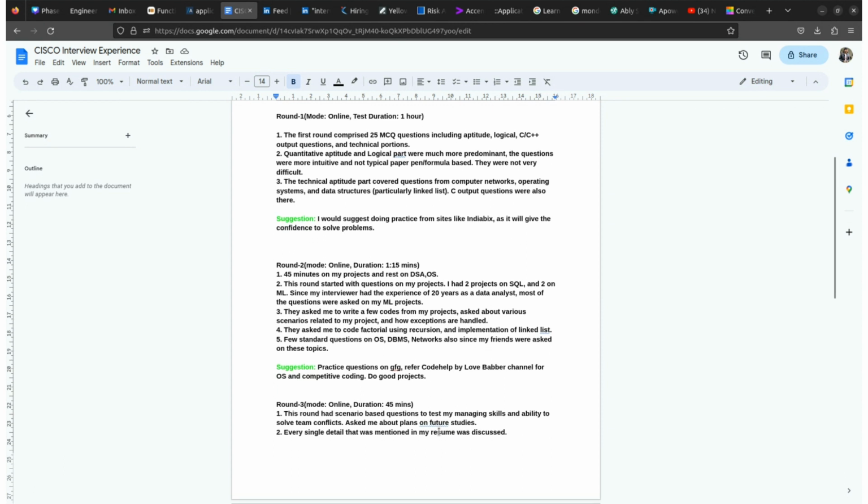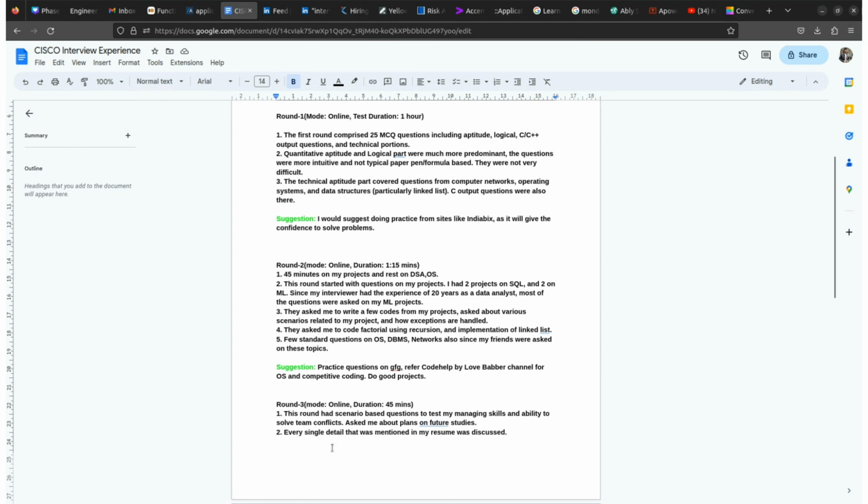The third one is the managerial round, and the duration of the third interview round is around 45 minutes. This round has scenario based questions to test your managing skills, your team building skills, your leadership skills, and the ability to solve team conflicts. They ask about your future studies, your plans, or some scenarios like how you have worked on the project and how you have managed to get this achievement, depending upon your projects and your achievements.